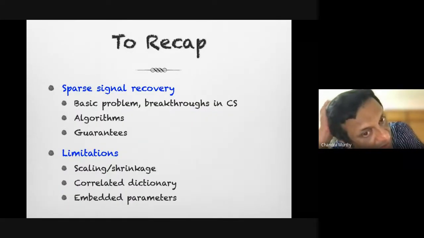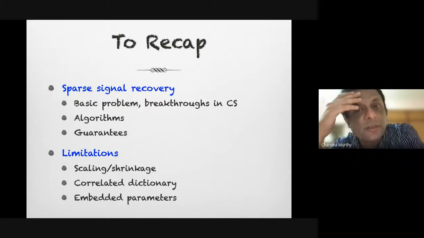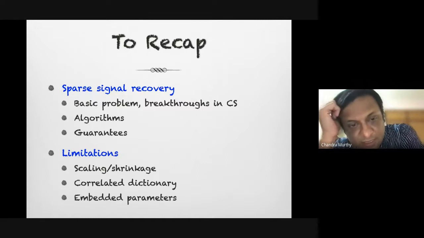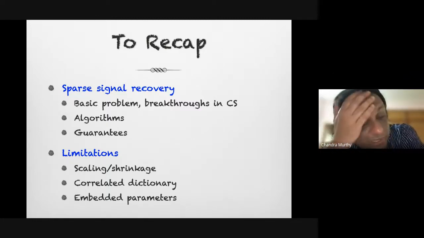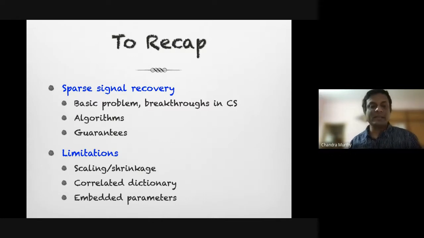Okay, so to just recap what we've seen so far, we've seen the basic problem of sparse signal recovery, and we've discussed some key breakthroughs in compressed sensing that has made this area very popular. We also discussed a few algorithms and guarantees. However, it has several limitations. As I mentioned earlier, they have the issue of scaling or shrinkage of the recovered sparse vector. It's like a bias that gets added to the sparse vector because you're trying to find the sparsest solution. It also does not cover the case of correlated dictionaries. And finally, if your measurement matrix has some embedded parameters, then you'll need to estimate those embedded parameters as well, in addition to doing data detection, in addition to recovering the sparse vector.